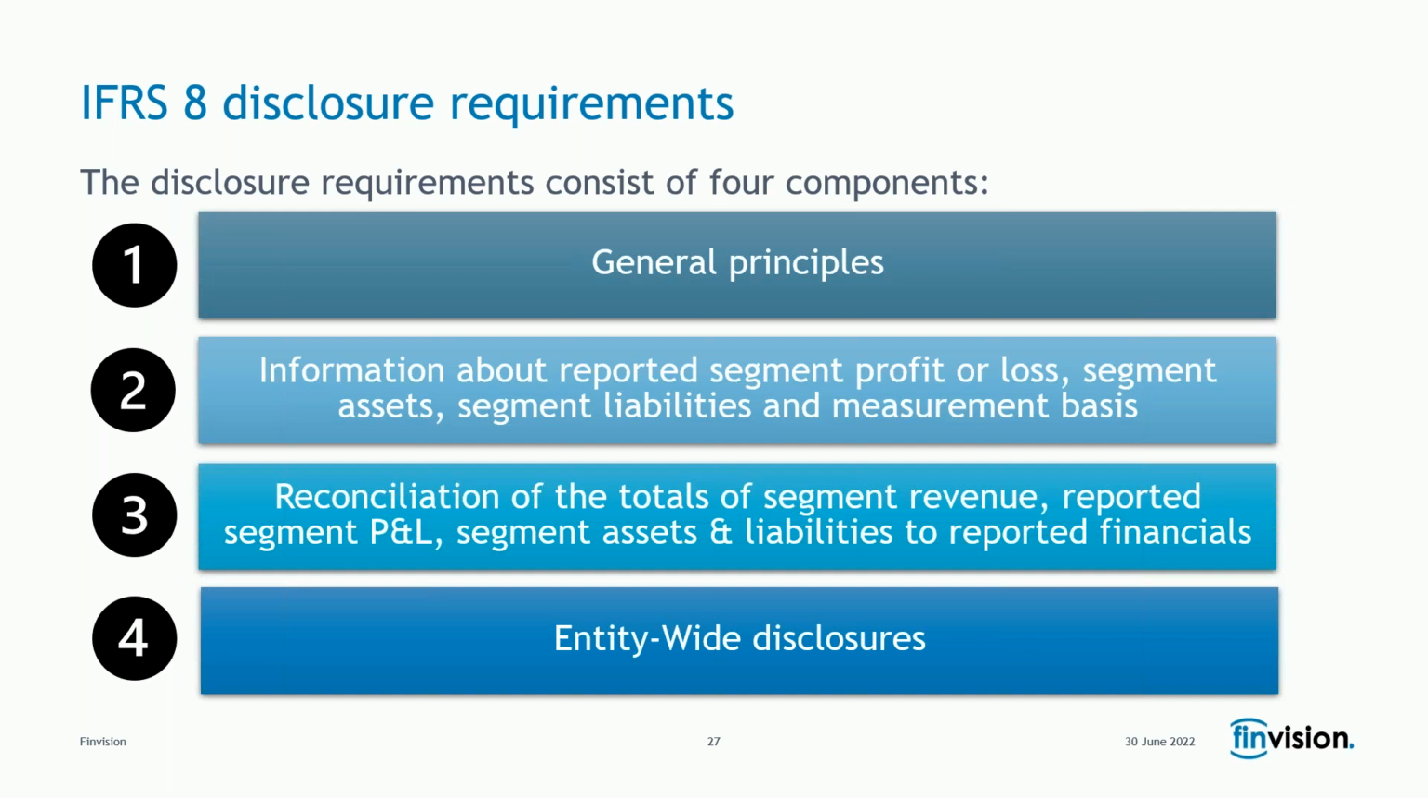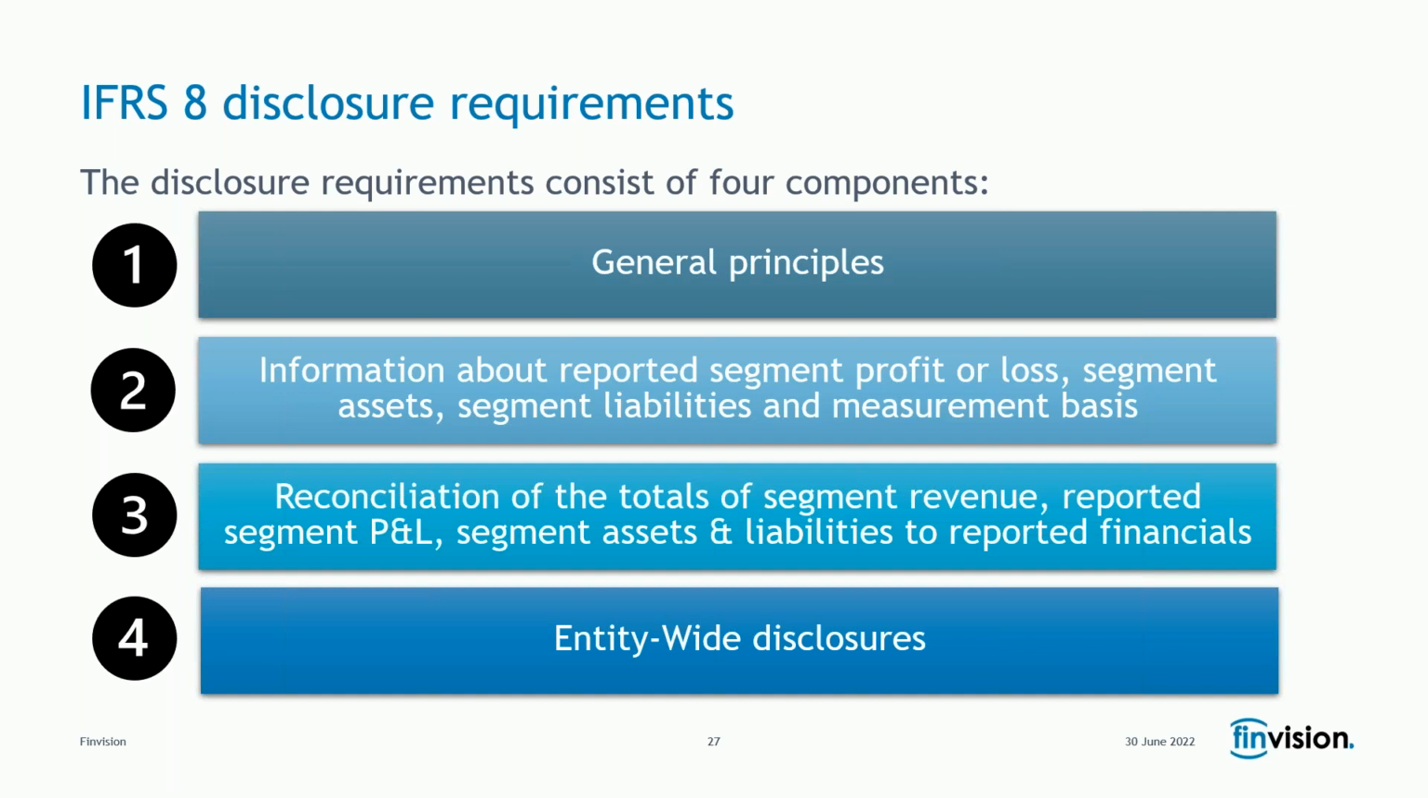You have 4 levels. You have the general principles, which will be like a kind of accounting policies explaining. Then we have information about the reported segment. The reported segments are the operating segments, but if those are aggregated, those are the reported segments. This covers profit and loss, the segment assets, segment liabilities, and the measurement basis. You will see also in this second level that very often companies don't disclose the segment assets or the segment liabilities, or they have a different measurement basis for the profit and loss. That's what we're going to explain.